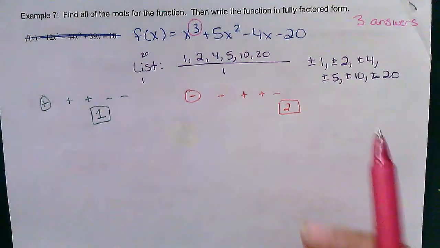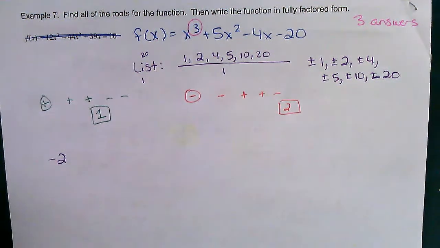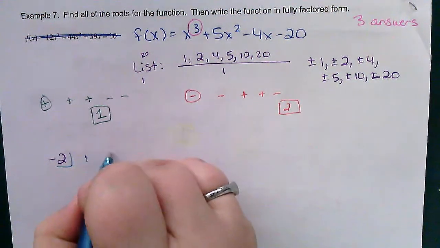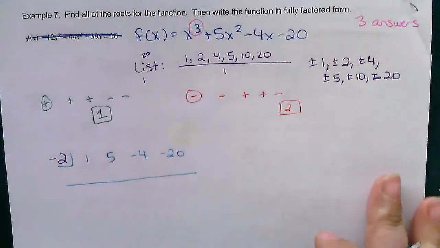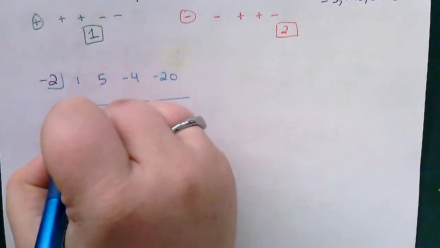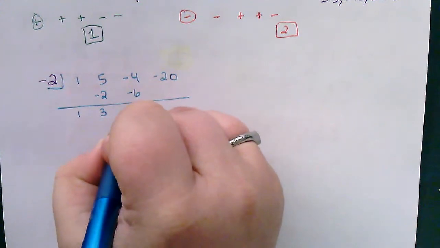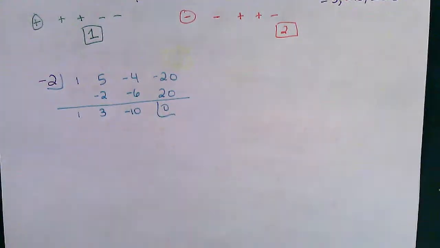Let's see. Let's go kind of small. So let's pick -2. All right, -2. Put that in your box, and then get your coefficient line. 1, 5, -4, -20. And then we test using synthetic division. So test 1, -2, 3, -6, -10, and 20. So, ooh, I'm a good guesser.